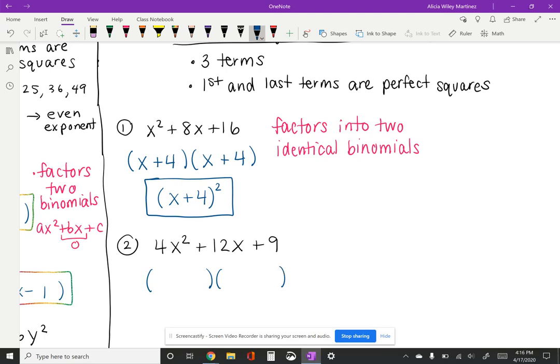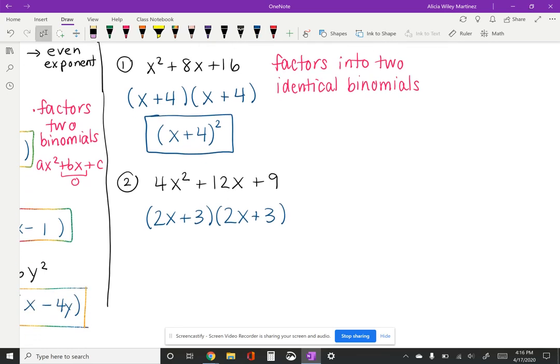So the only way to split up 4x squared would be 2x and 2x. And the only way to split up 9 would be 3 and 3. Recognizing the pattern that they're all plus signs, this has to be plus signs as well. I can then rewrite my answer as 2x plus 3 to the second power, and there's your final answer.